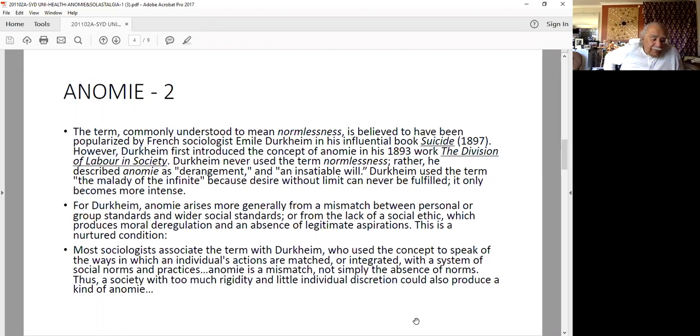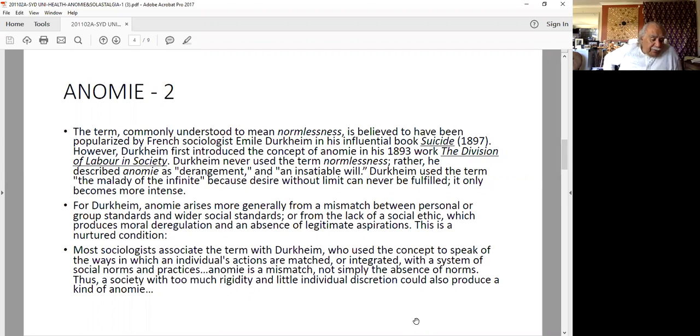He talked about ennui as a derangement and an insatiable will. Durkheim used the term the malady of the infinite, because desire without limit can never be fulfilled. It only becomes more intense.